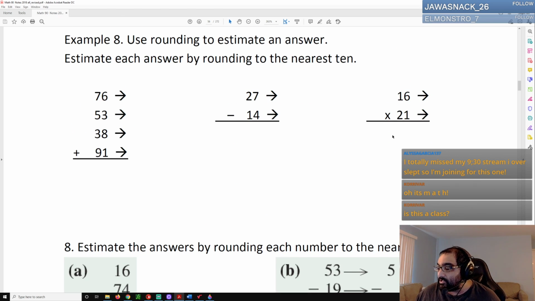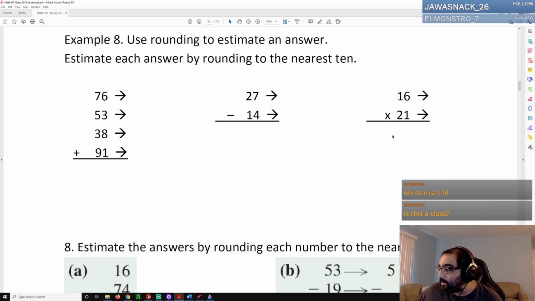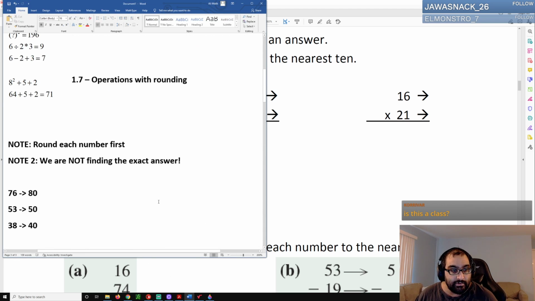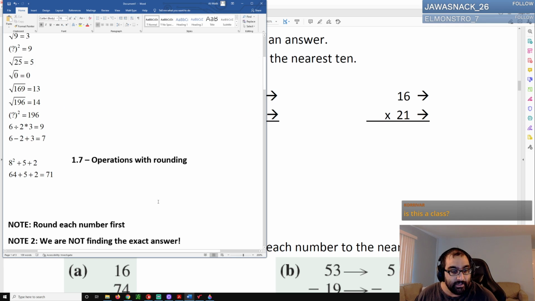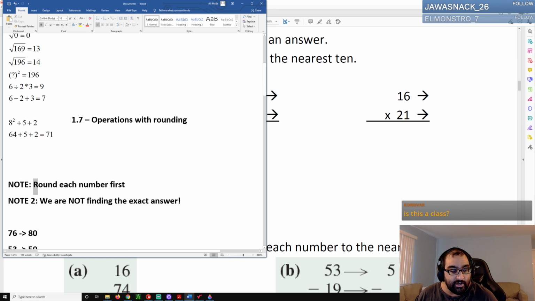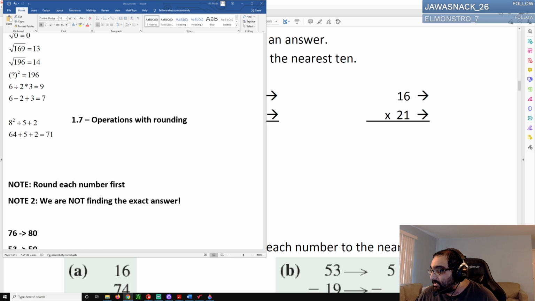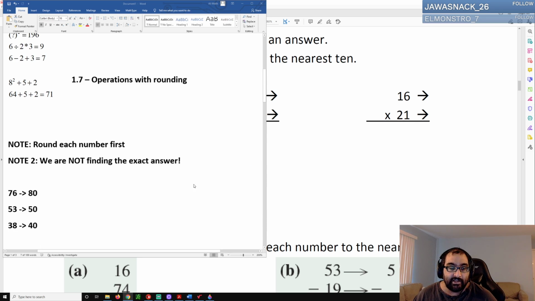Now today we're going to be rounding numbers here first, and then going ahead and doing plus, minus, times, or divide, or whatever we want to do with those numbers at the end of the day. So let's take a look here at how we can round numbers. Okay, so again, we round each number first, so that's the first note. And number two, we are not finding the exact answer. So that's one of the things I want to point out here. So we should get an approximate answer, but not an exact one. Okay.